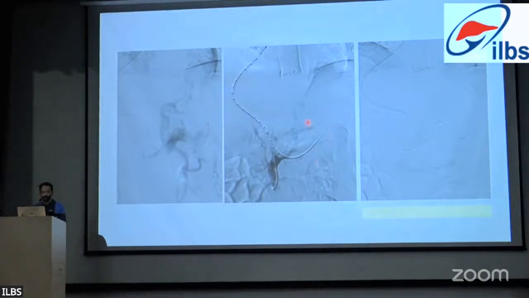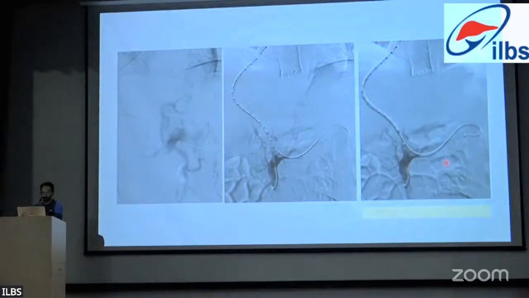A measuring pigtail was then used to measure the length of the TIPS stent to be used. And we can see the tip of the measuring pigtail to be in the superior mesenteric vein. And here is a part of the tumor thrombus which can be seen. The other wire is within the splenic vein. This is the run.